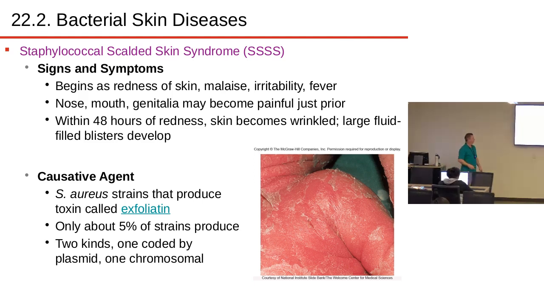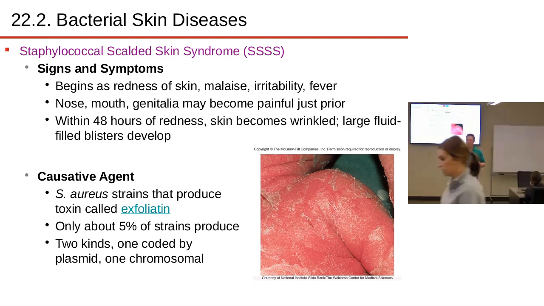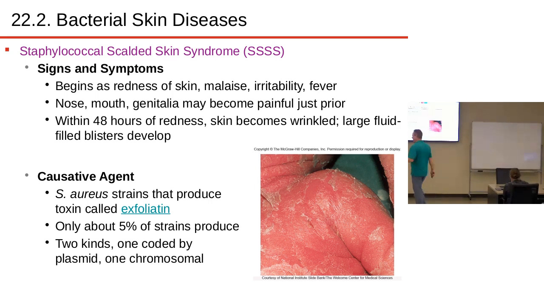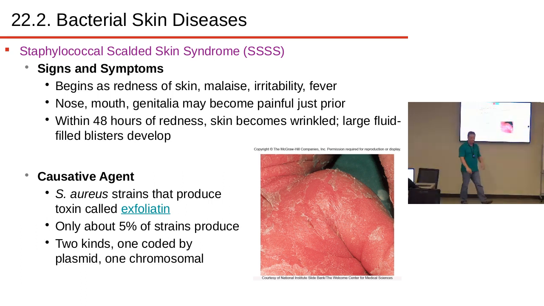All right, so we left off with looking at the basics of hair follicle infections, going from the furuncle to the carbuncle and the different stages, what that actually causes. And now we're going into the next one here. This is one that's mainly found in infants, staphylococcal scalded skin syndrome, or 4S.